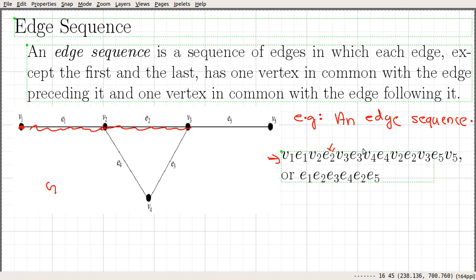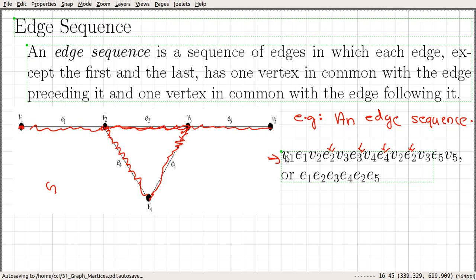Then from V3 it uses E3 and moves to V4. And from V4 it uses E4 and moves to V2. And again from V2 it uses E2 and moves to V3, and from V3 it uses E5 and moves to V5. So this is an example of an edge sequence for this graph.